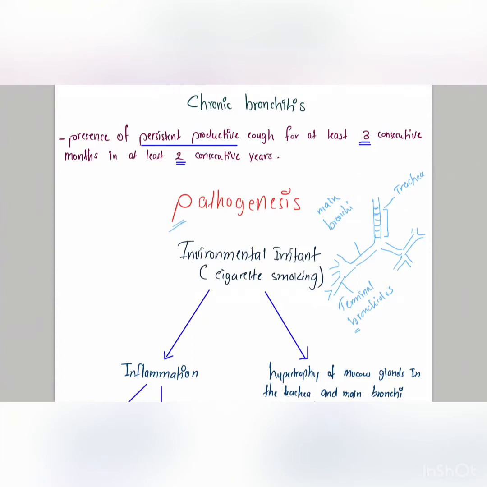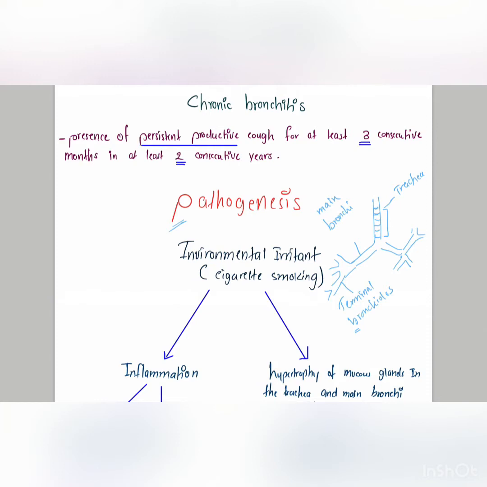Good evening. This lecture is about chronic bronchitis. Chronic bronchitis is a part of chronic obstructive pulmonary disease and can be defined as the presence of persistent productive cough for 3 months or more in at least 2 consecutive years.